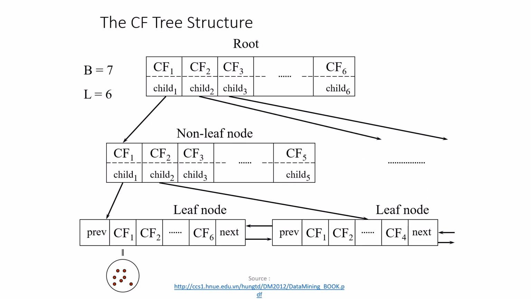For phase 1, the CF tree is built dynamically as objects are inserted, thus the method is incremental. An object is inserted into the closest leaf entry. If the diameter of the subcluster stored in the leaf node after insertion is larger than the threshold value, then the leaf node and possibly other nodes are split. After the insertion of the new object, information about the object is passed toward the root of the tree. The size of the CF tree can be changed by modifying the threshold. If the memory needed for storing the CF tree is larger than the size of the main memory, then a larger threshold value can be specified and the CF tree is rebuilt.